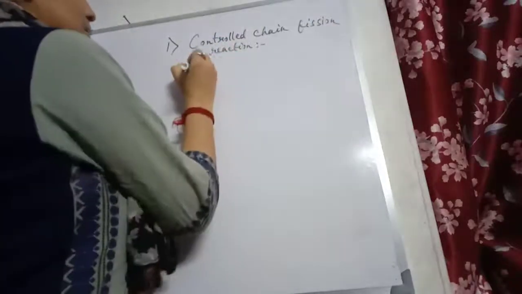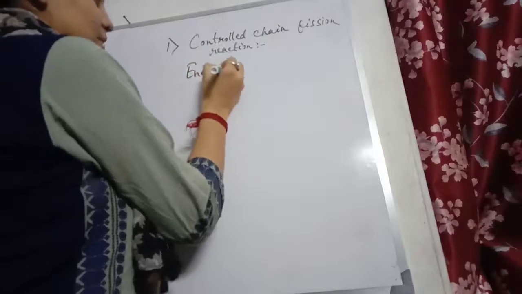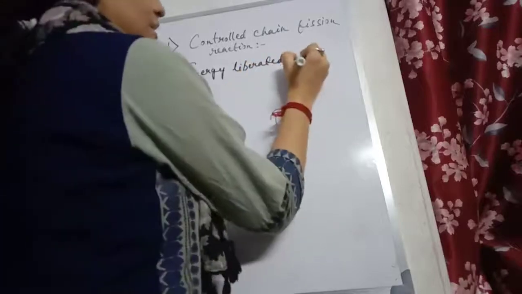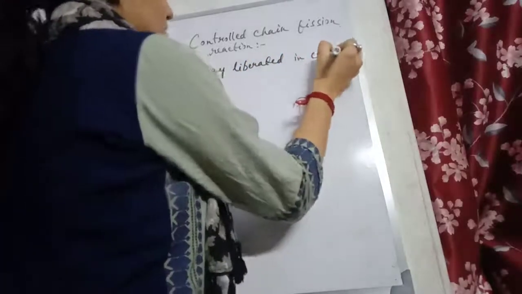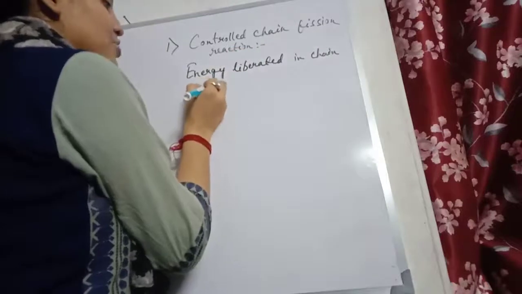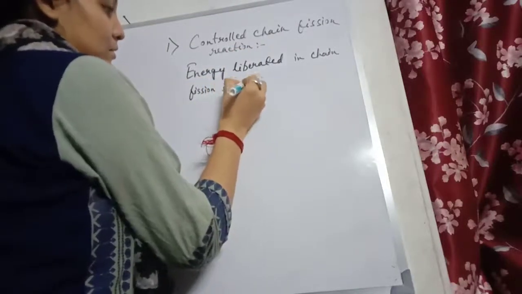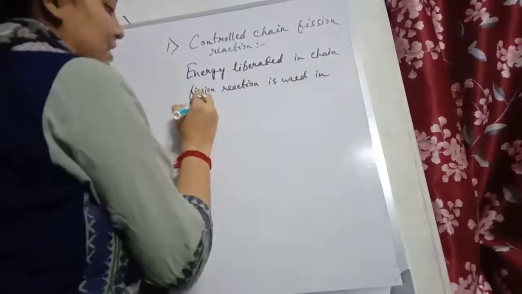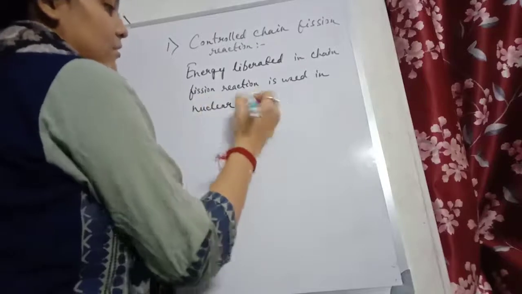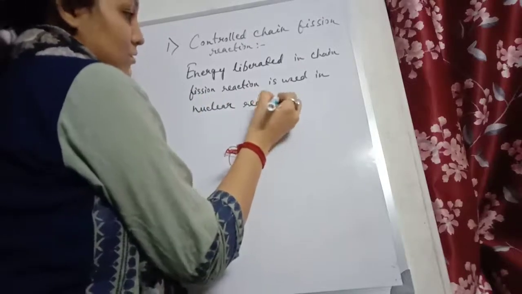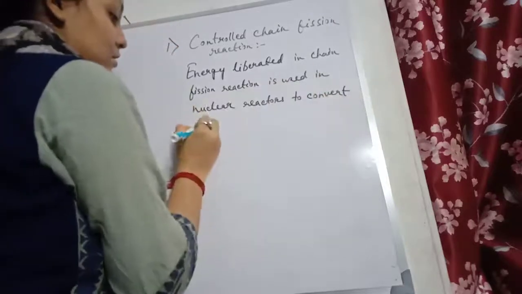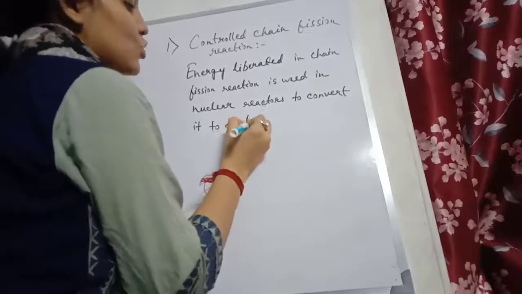Now, what is it? Energy liberated in chain fission reaction is used in nuclear reactors to convert it to electricity.